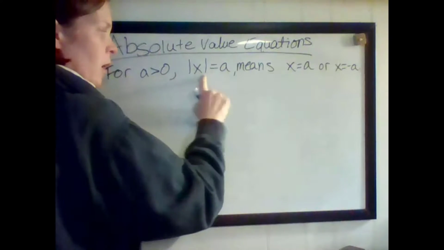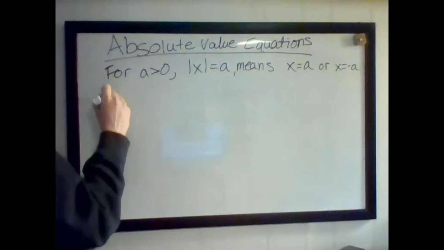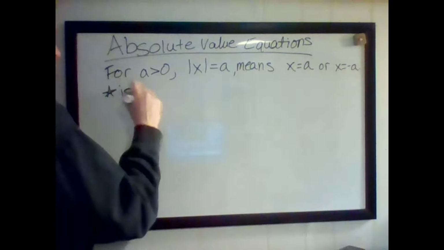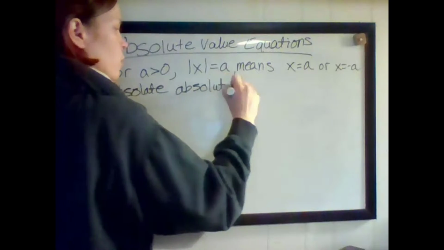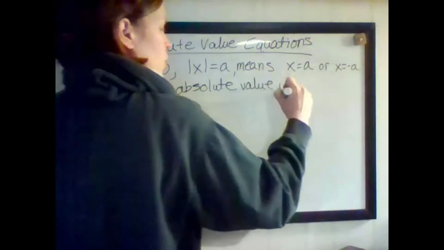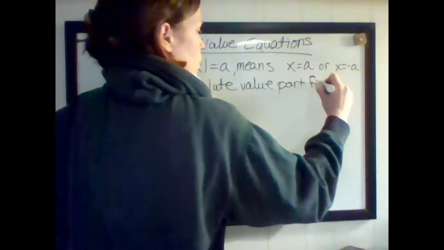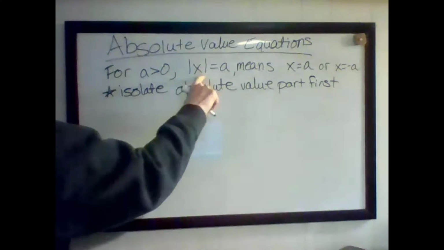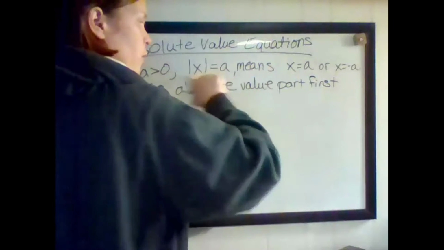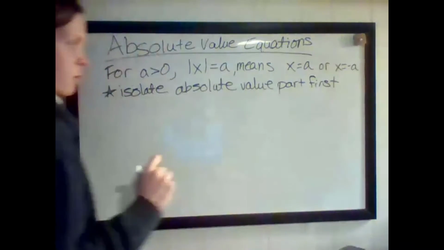But once you have the absolute value symbols isolated, go to that. Isolate the absolute value part first. Then once we do that, we can set whatever that is equal to the positive or the negative.